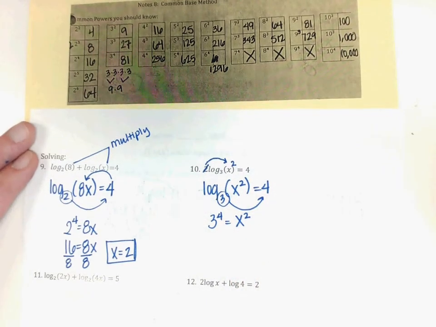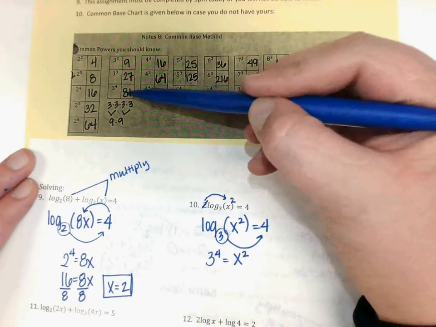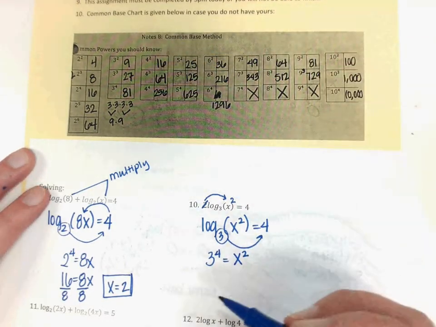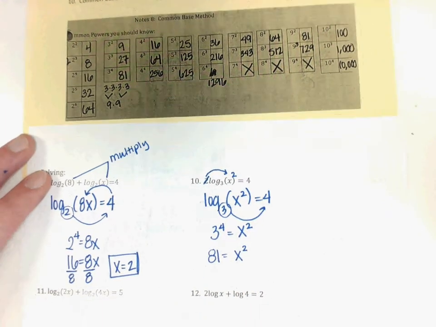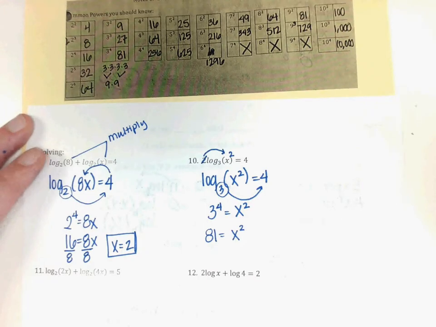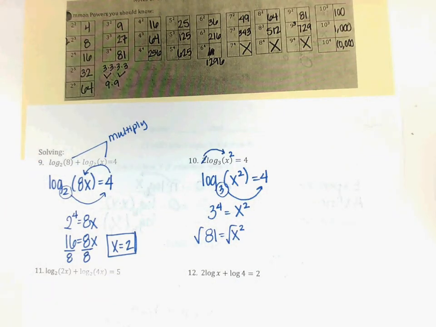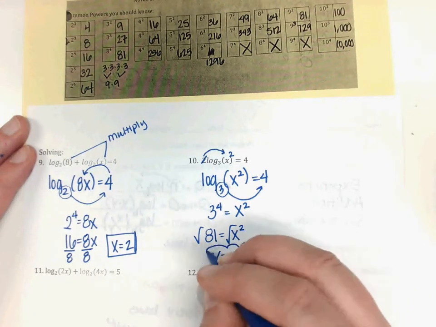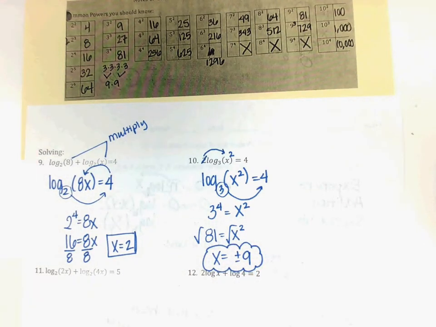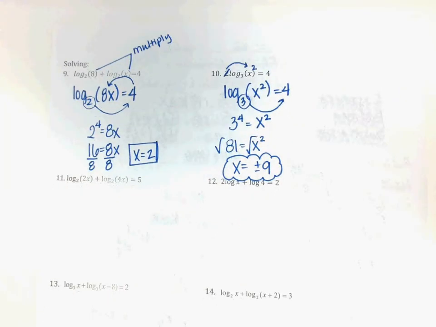And then this is where you can use your chart if you have it. Okay, 3 to the 4 is here. 3 to the 4 is 81. So if 81 equals x squared, what's my next step? Kind of. How do you get rid of a squared? Take the square root. And when you square root 81, you should get 2 answers. What are they? Plus and minus 9. Or positive and negative 9 is the same thing. Make sense? Okay, look at the next one.